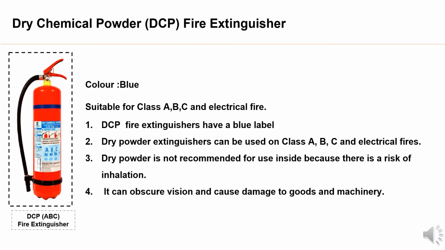Dry chemical powder, DCP, fire extinguisher. DCP fire extinguishers have a blue label. Dry powder extinguishers can be used on Class A, B, C and electrical fires. Dry powder is not recommended for use inside because there is a risk of inhalation. It can obscure vision and cause damage to goods and machinery.